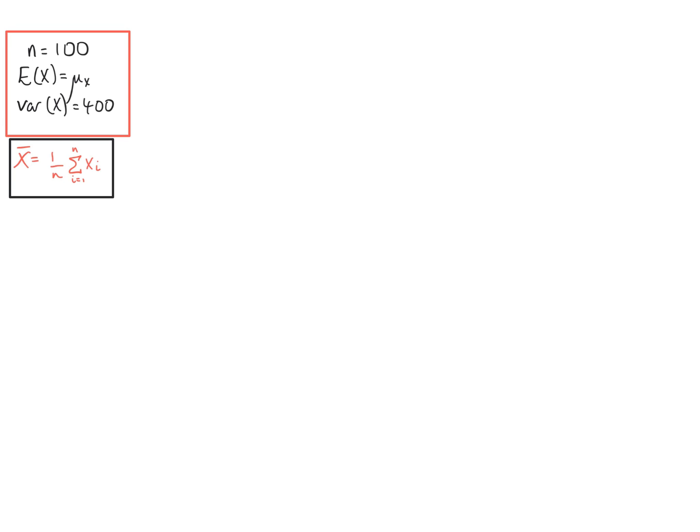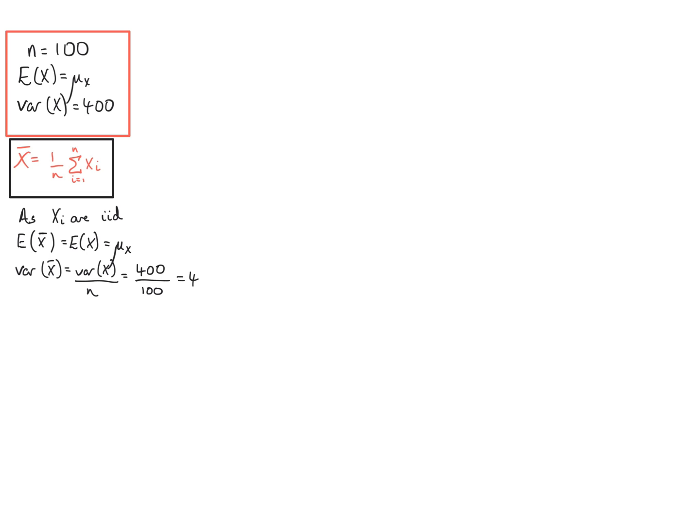Now the sample mean, because the observations are assumed to be IID, will have a distribution such that the expectation of the sample mean is the same as the expectation of the underlying population random variable, because the sample mean is an unbiased estimator of the expectation of the random variable. The variance of the sample mean is equal to the variance of the underlying random variable divided by the number of observations. So in this case that's equal to 400 divided by 100, which is equal to 4.